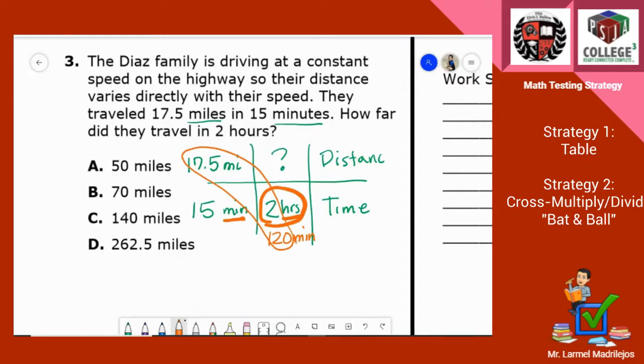Multiply 17.5 times 120 divided by the ball, 15. All right, 17.5 times 120 divided by 15. You can use your calculator. The answer is 140 miles. Letter C.